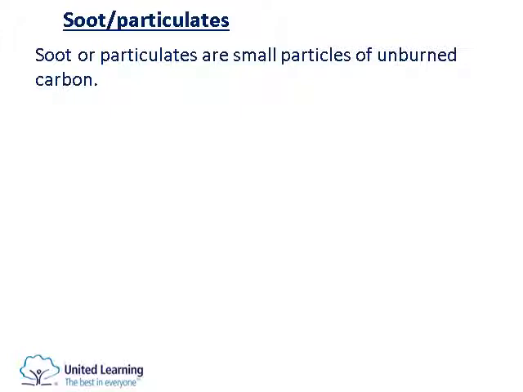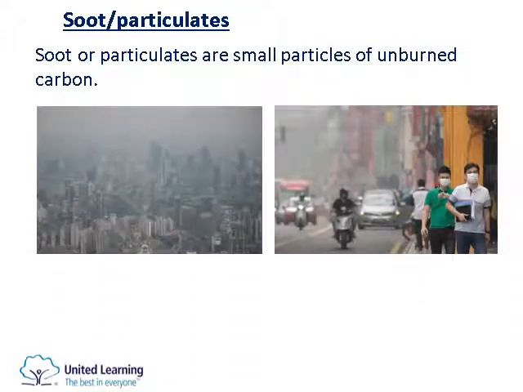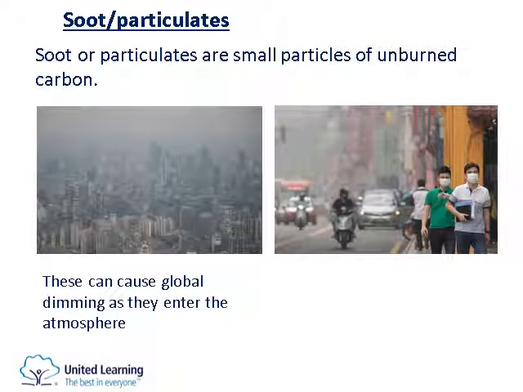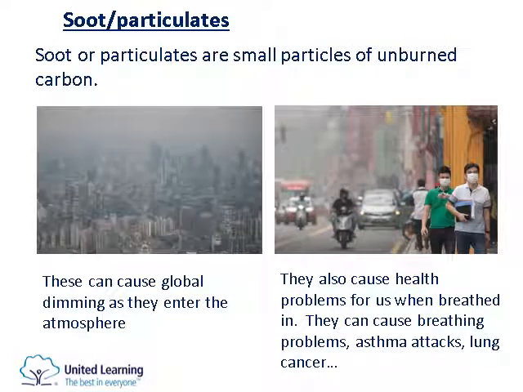So soot are small particles of unburned carbon, so it's solid particles. And what I'd like you to do is use the two pictures to have a go at telling me what are the problems caused by particulates. The problems are they can cause something called global dimming as they enter the atmosphere, and that's basically smog. It causes sunlight to become dimmer as a result of scattering through these particles. And they also cause health problems when they're breathed in, and that can be asthma attacks for people who are asthmatic, lung cancer, for example.